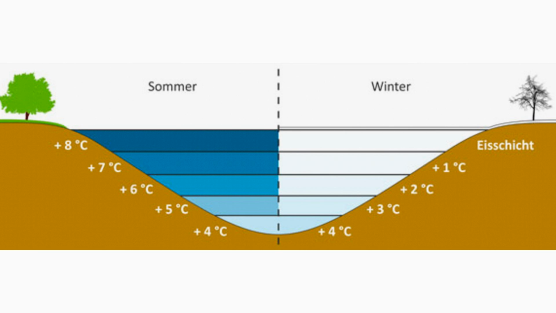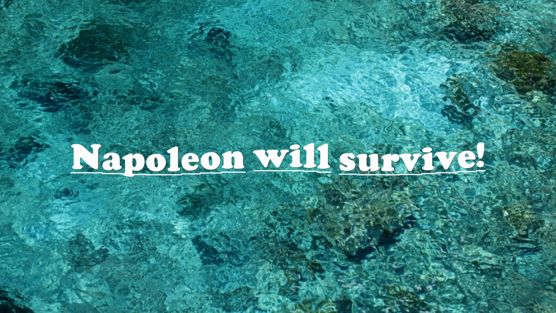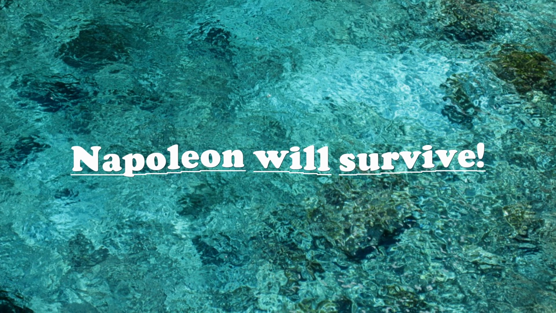Because water can only freeze at 0 degrees or less, the pond's upper layer becomes ice, and the lower layers, where all fishes live in, stay warm enough not to freeze. So Napoleon is probably going to survive.